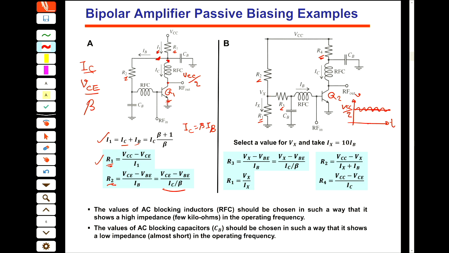Okay? So we pick a number for Vx, and then assume a current ratio between the current passing through this line and the current IB. I mean, if we assume the current passing through this line is IX, and the current going to the base of this transistor is IB, for example, I assume that IX is 10 IB, and pick a number for Vx, a number that we want. So Vx definitely should be greater than VBE. For example, if VBE is 0.7, then we select Vx, for example, 2 volts.